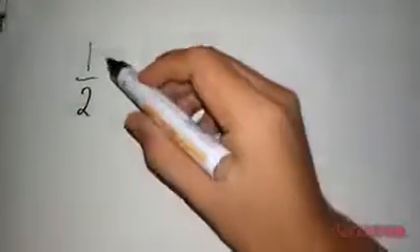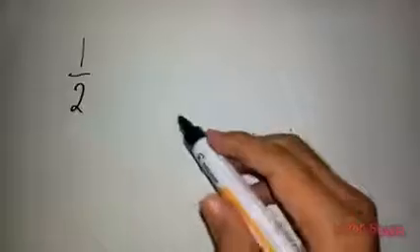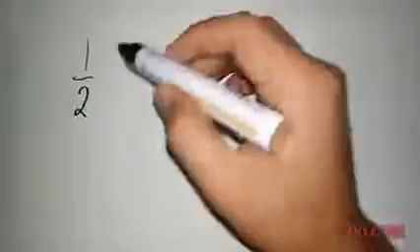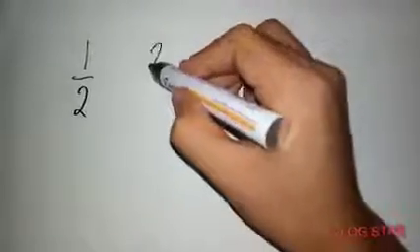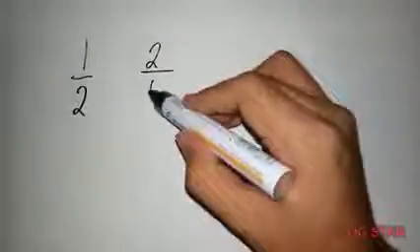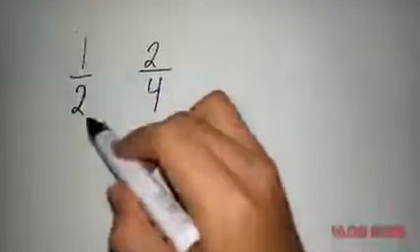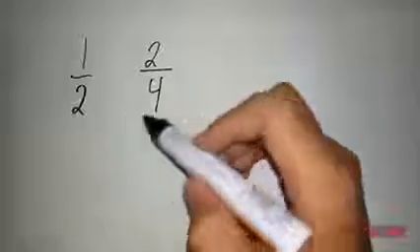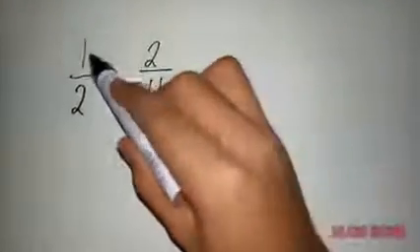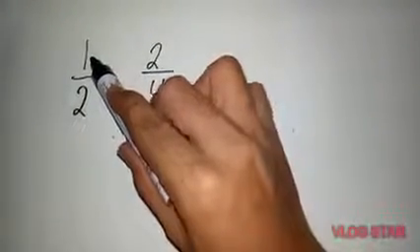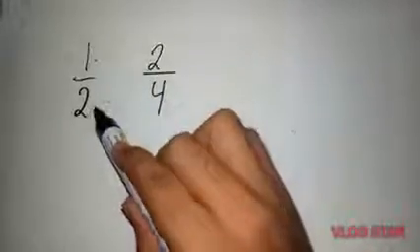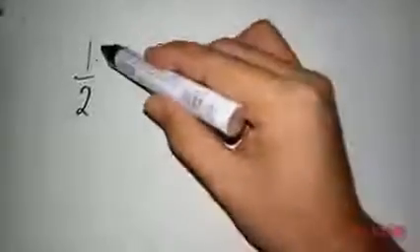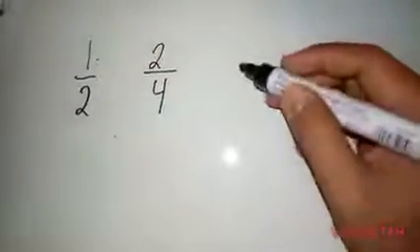Another example, let's start with 1/2. The first thing that we're going to do is to multiply it by 2. So 2 times 1 is 2, then 2 times 2 is 4. These two fractions are equal because we just multiply 1 by 2, then 2 by 2. If we simplify 2/4, this is just equal to 1/2.